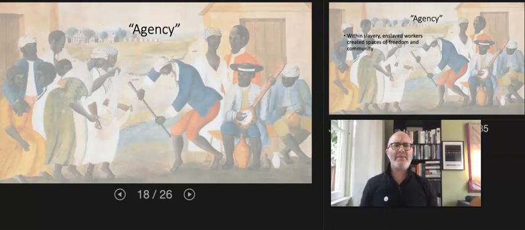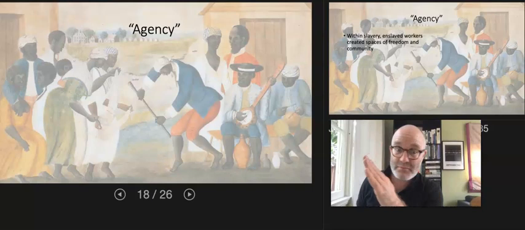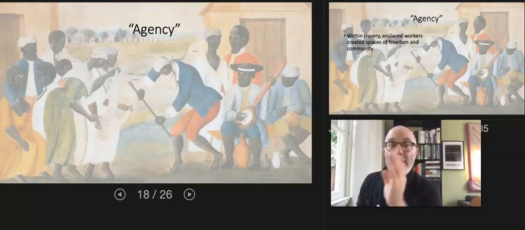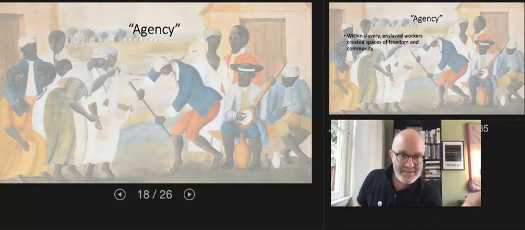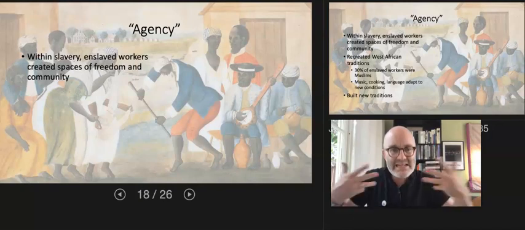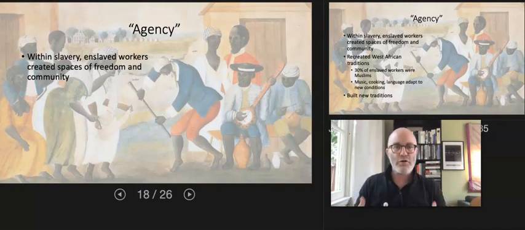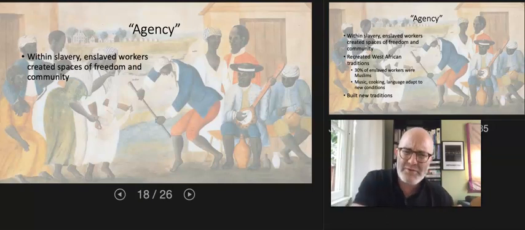Agency, this is an important thing, and something to be careful about. We can't toggle back and forth between poles. Slavery is the most brutal institution imaginable, right? It's a genocide that lasts for centuries. The human toll is really unfathomable. Yes, that's all true. So then to say that there's this idea of agency, that within the institution of slavery, workers found spaces for freedom and community, it's not as though, oh well, then it was fine, right?